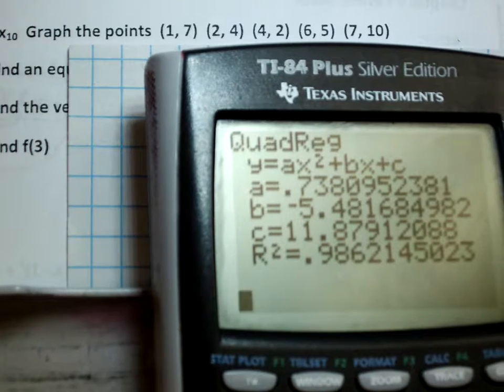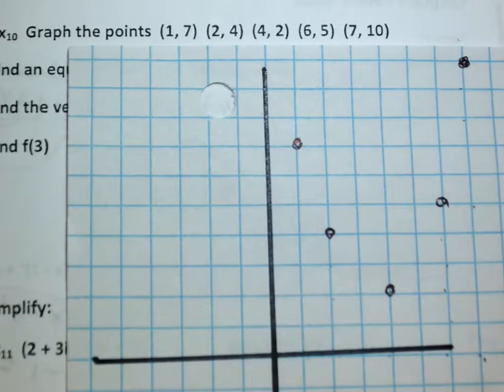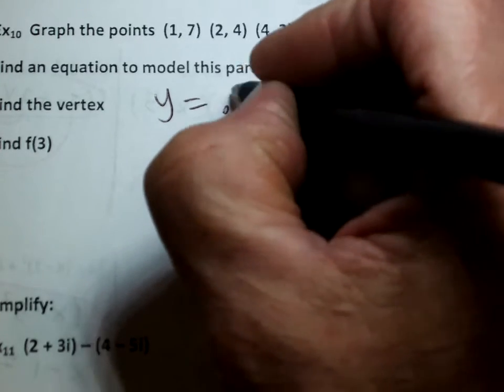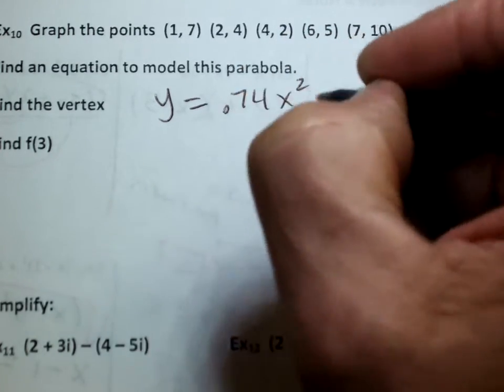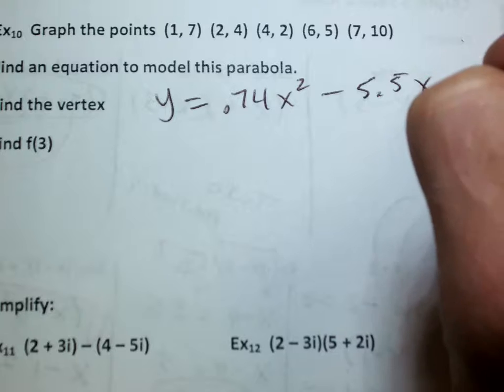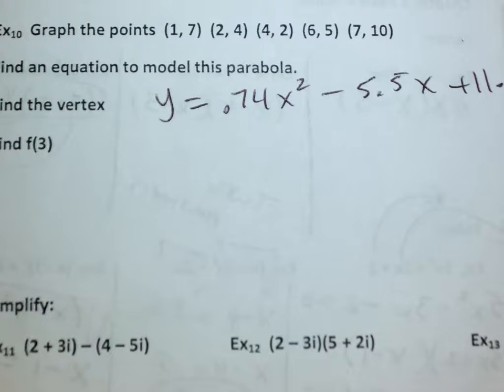There's my answer. So it already gives you the form. We just have to plug in a, b, and c, okay? So a is about 0.74, b is about negative 5.5, and c is about 11.9, okay? Ben, did you get those? Good. So our answer then, if we write it down, is going to be y equals about 0.74, and I'm rounding, x squared minus 5.5x plus 11.9. Okay. So far so good.